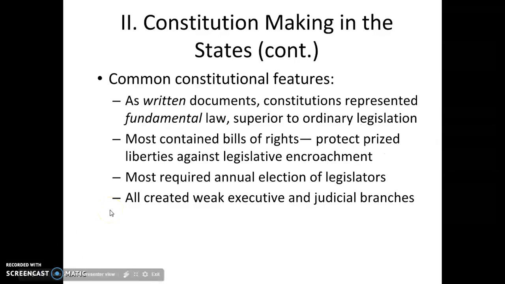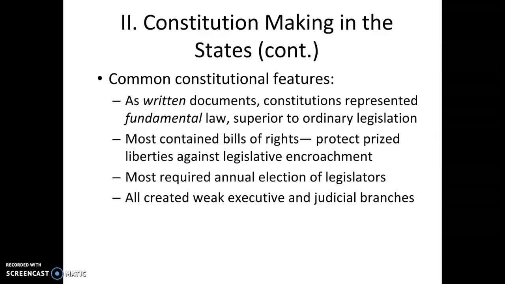Some of the common features among all of them: because they're written documents, they are sort of fundamental law, rather than just random arbitrary lawmaking. They recognize sort of a core set of fundamental laws. Most of them are going to have a Bill of Rights. Most are going to require some type of annual or yearly election of legislatures, and all of them basically create a super weak executive and judicial branch.